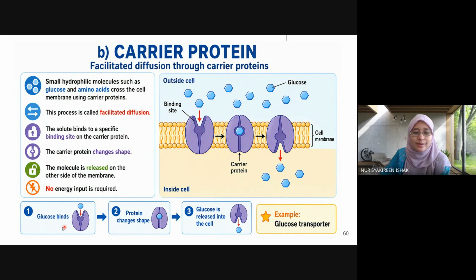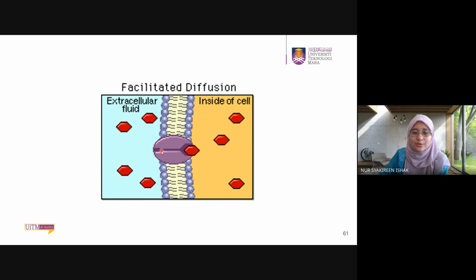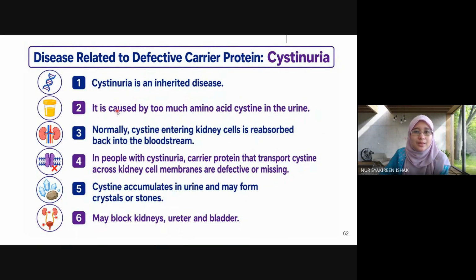So this is the example. Glucose binds. Glucose is on the outside of the cell. So as the glucose binds, it causes the carrier protein to change shape. So glucose is released into the cell. So the example here is the glucose transporter. So this is the animation. Outside the cell, there will be a high concentration of glucose. Glucose binds to the binding site, causes the carrier protein to change shape, and the solute enters into the cell.